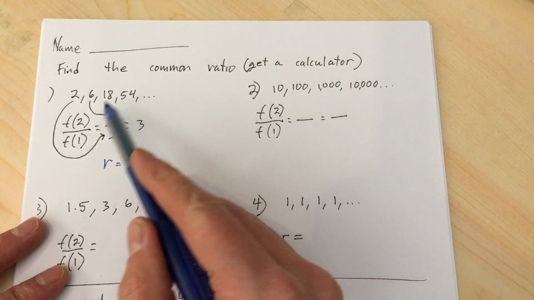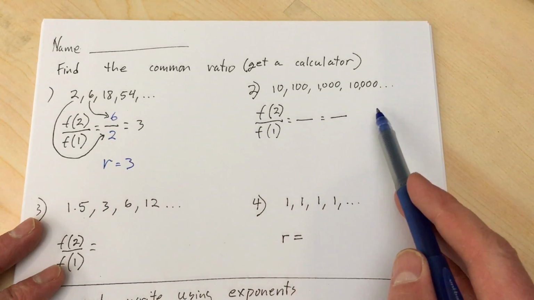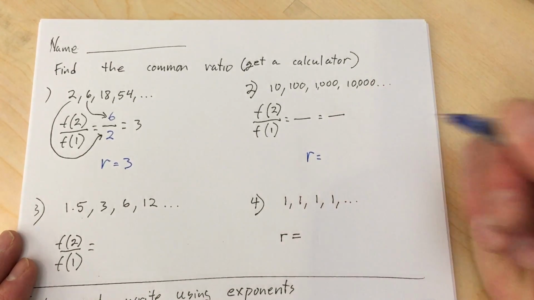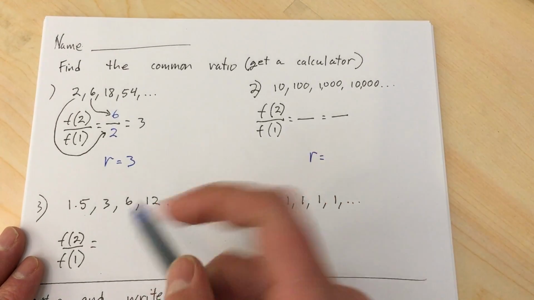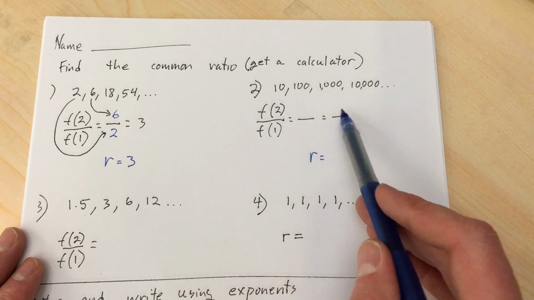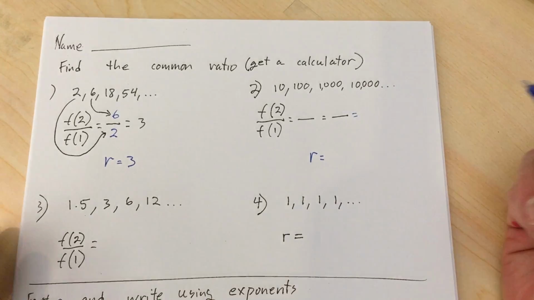Okay, our second one. I want you to do what we did here, and in the end, you're going to come up with your common ratio. So what is your common ratio? Take your second term, whatever your second term is, divided by your first term, and set it up so that you can end up finding your common ratio.